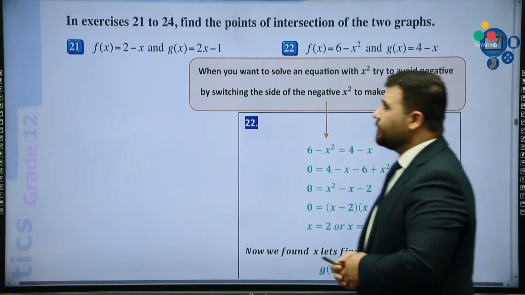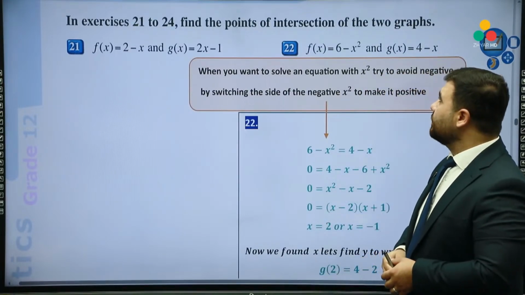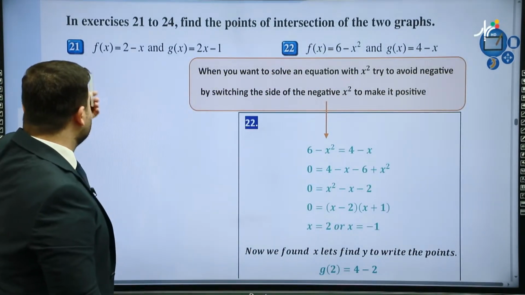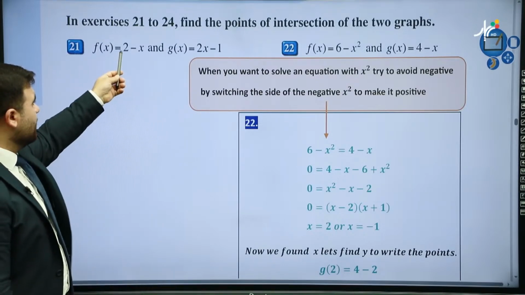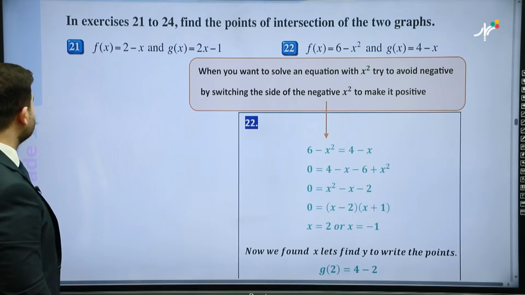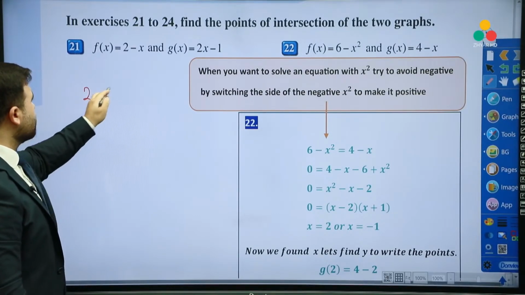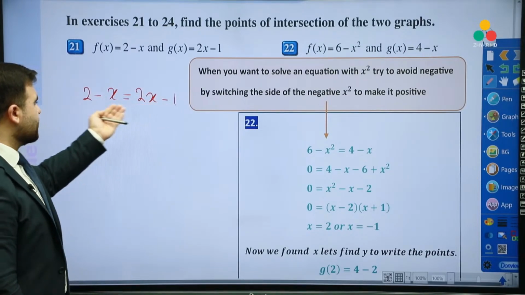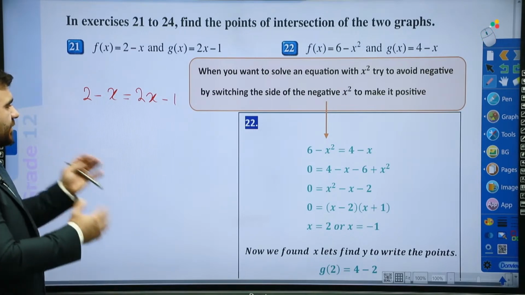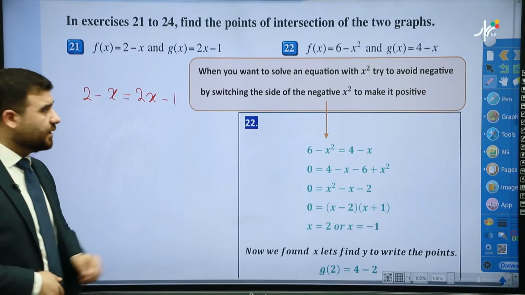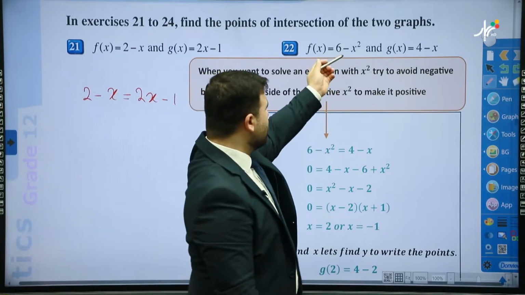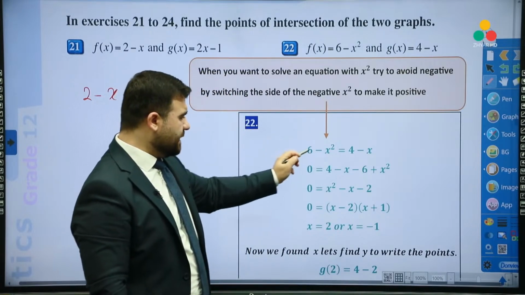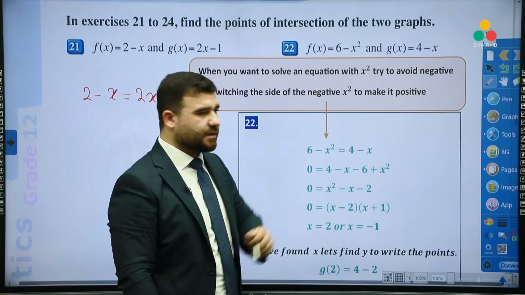In exercises 21 to 24, find the points of intersection for the two graphs. Then, 21 is very easy. You just have to write 2 minus x equal to 2x minus 1. All the x's have power 1. Then x's to one side, numbers to one side. Within 2 steps, you can find it. 22, there is x power 2 in it, and this one is x power 1. Anyways, we equate them. 6 minus x squared equal to 4 minus x.